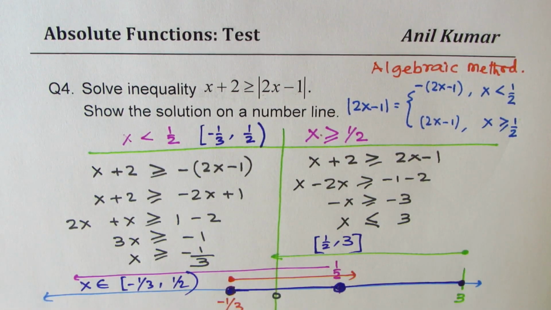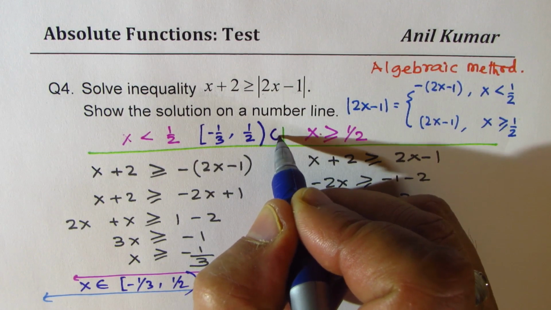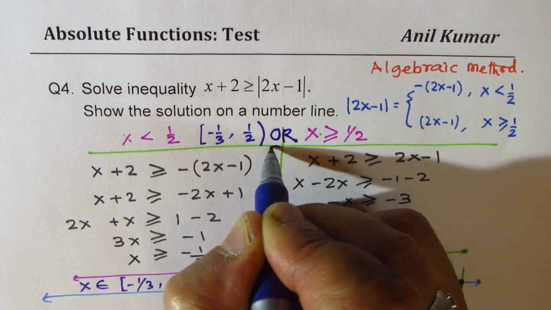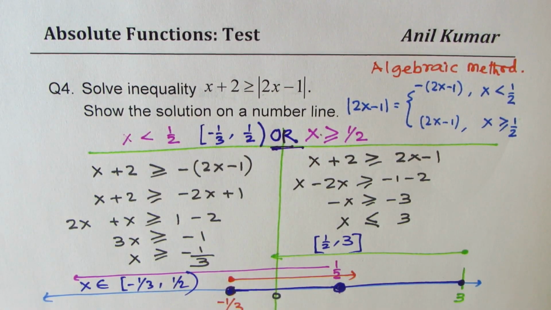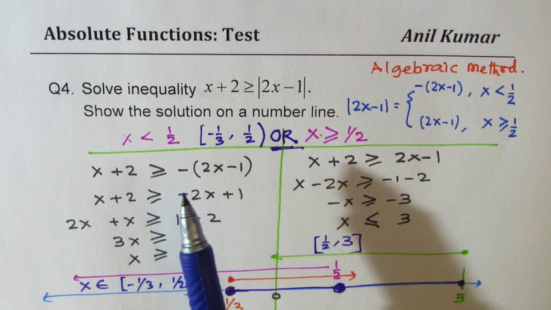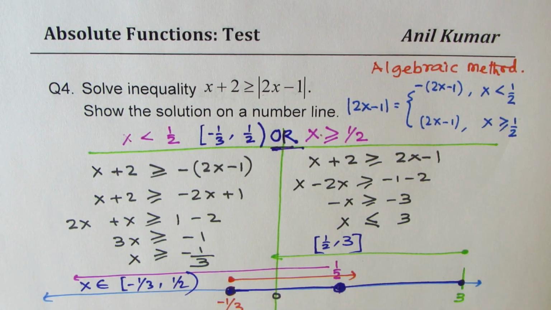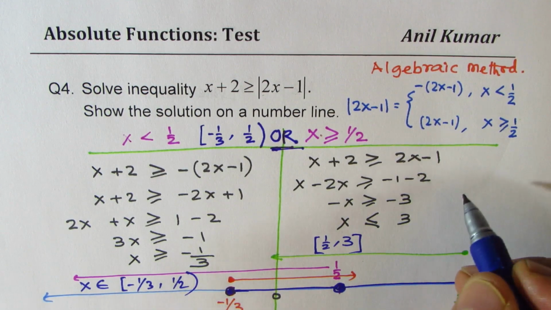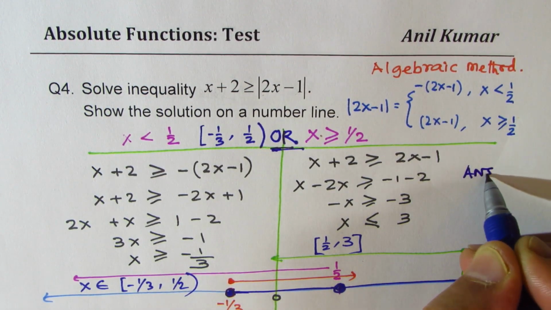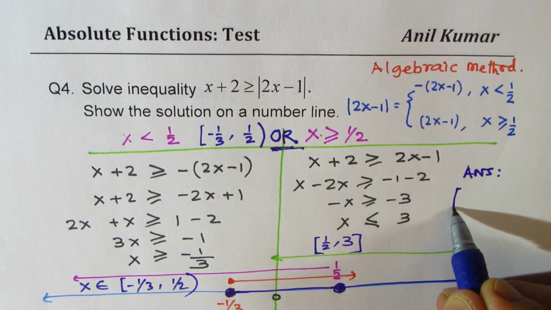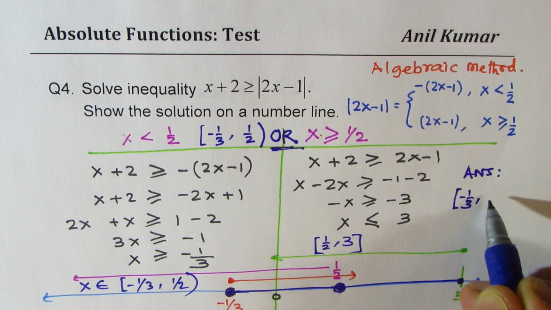Now we have to combine these two since it is this or that. Do you see that part? So we get our final answer. And the final answer is between minus 1 over 3 and 3. Correct? So we get our solution, which we can write here as the answer, between minus 1 over 3 and 3.